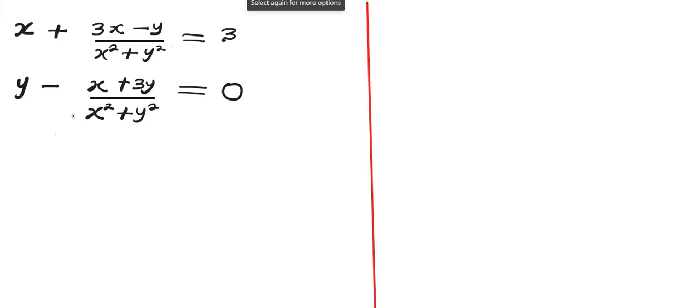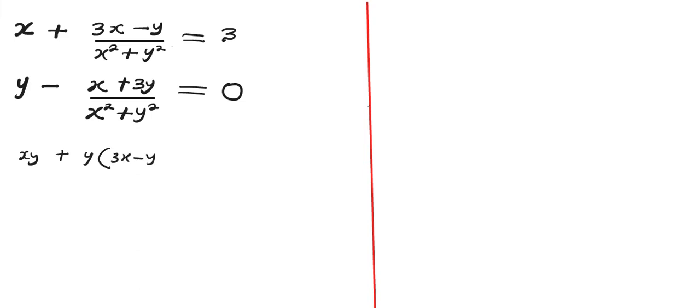In order to solve these systems of equations, the first step is for us to multiply this first equation by y and multiply the second equation by x, okay? So let's just do that. But mind you, the essence of doing that is for us to eliminate some terms and work with less complicated terms, okay?